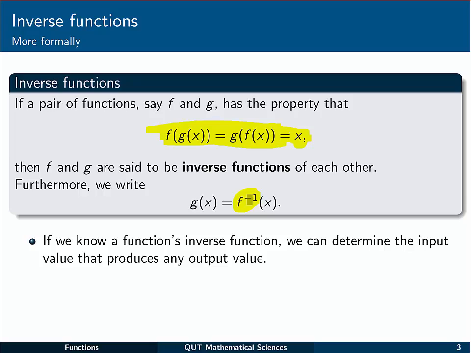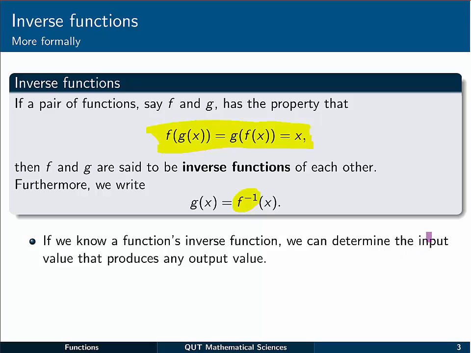Now don't think of that as f to the power of minus 1. It's a different concept. We still call it an inverse like we would with regular numbers, but it's a different thing altogether. And remember that the key property is that the functions will undo each other's actions and give us back an x.